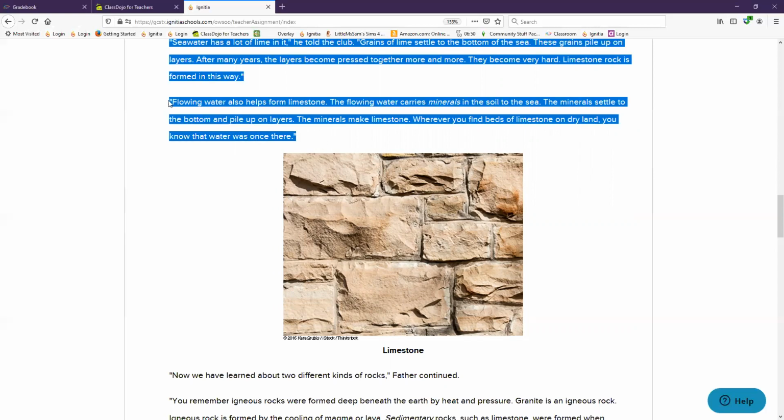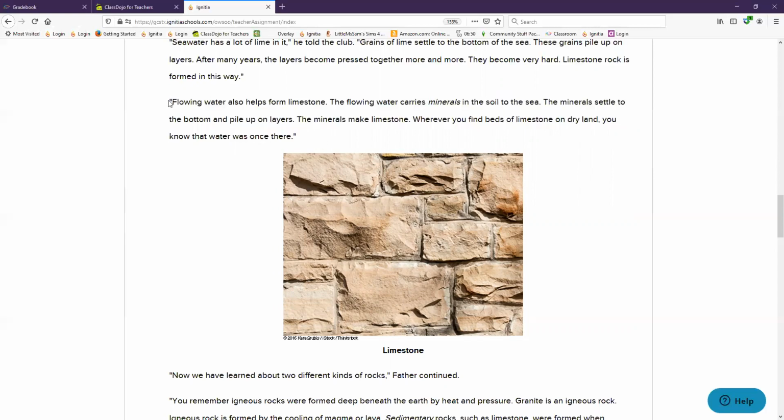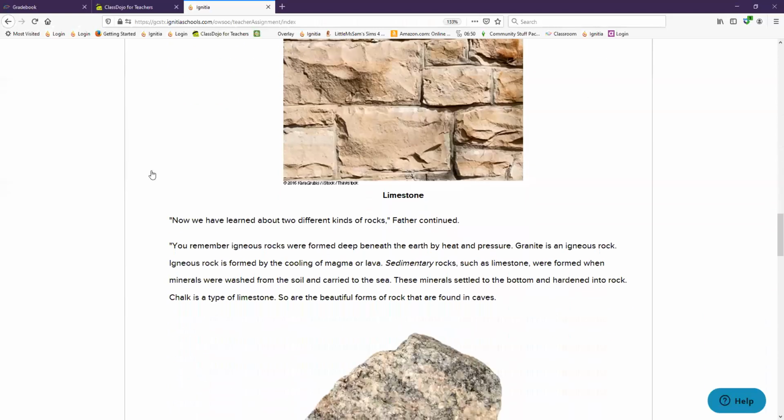Isn't that interesting? Remember being an archaeologist in our Bible lessons and talking about how clues tell you about the past? That's very interesting. If you find limestone, then you know there was water there.